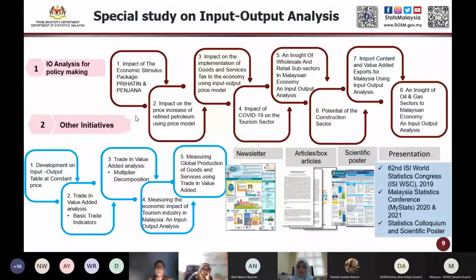As another initiative, we also undertake efforts to raise awareness of the importance and application of the input-output table. We share through various platforms, such as newsletters, exhibition boards, and presentations at international congresses and at the Malaysia Congress.